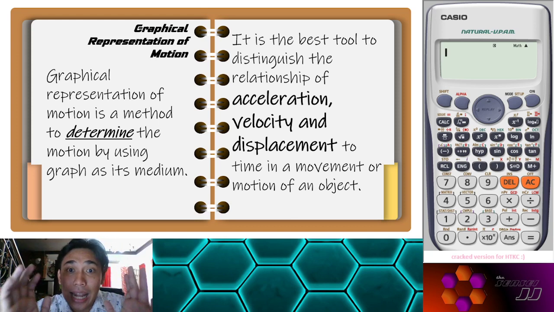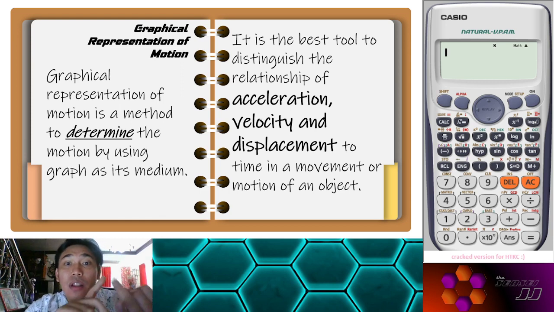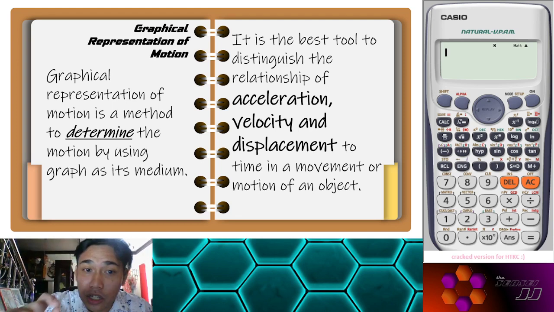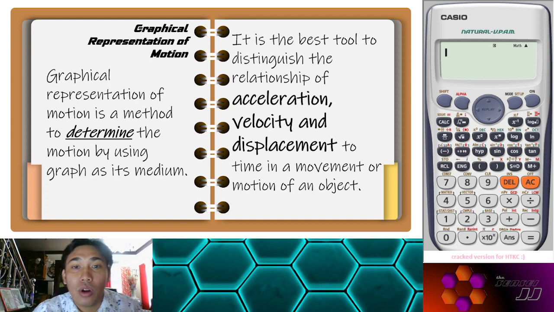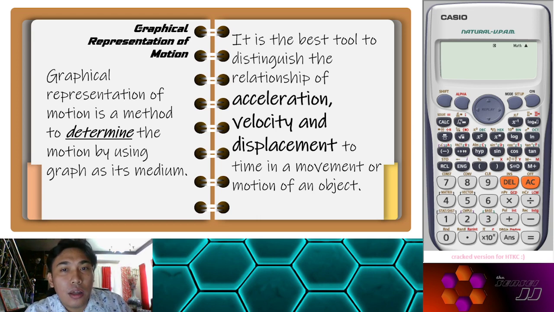Yes, it's the best tool to distinguish the relationship of acceleration, velocity, and displacement. So as you can see, guys, it is highlighted. The acceleration, the velocity, and displacement versus time. So all of those three will be used separately, but the time will always be constant. So it is the best tool to distinguish the relationship of acceleration, velocity, and displacement to time in a movement or motion of an object. So there's no point in getting what I'm saying if I'm not showing you what kind of graph we have. Okay, so what is the relationship between acceleration, velocity, and displacement to time?